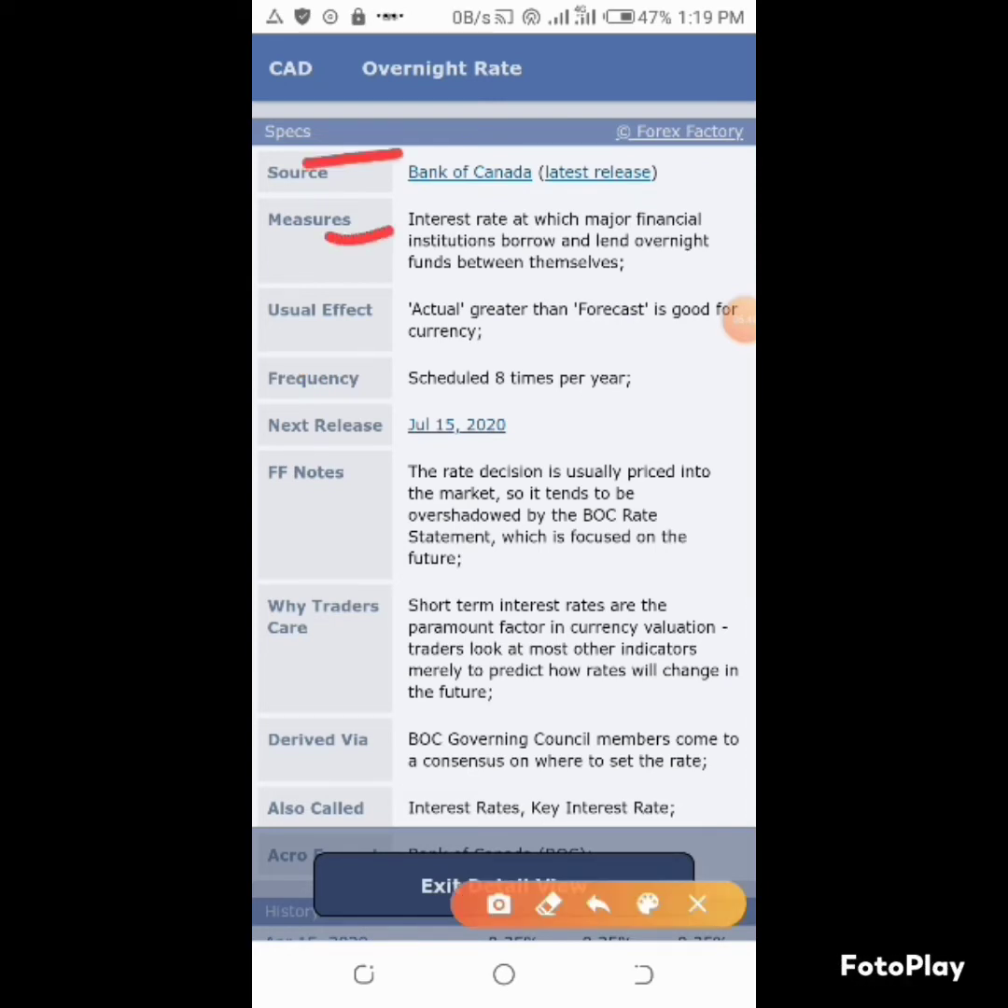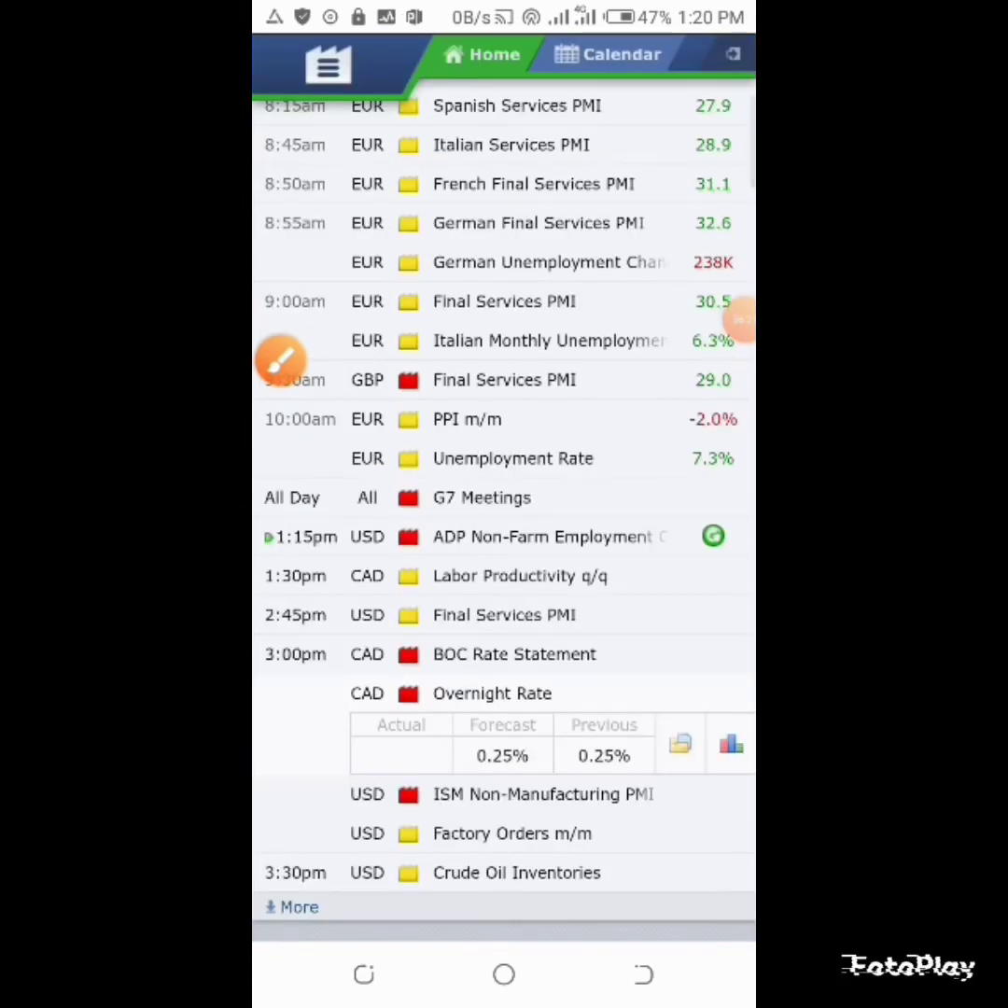And there are other news over here, other information that you read. You notice this interface on it. The source tells you Bank of Canada. The measures, what this news is measuring, is interest rate. It gives you the frequency, how often it is released. They said it's 8 times annually. The next release is on July 15.